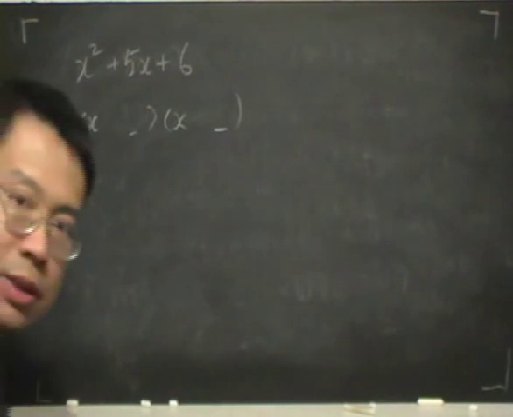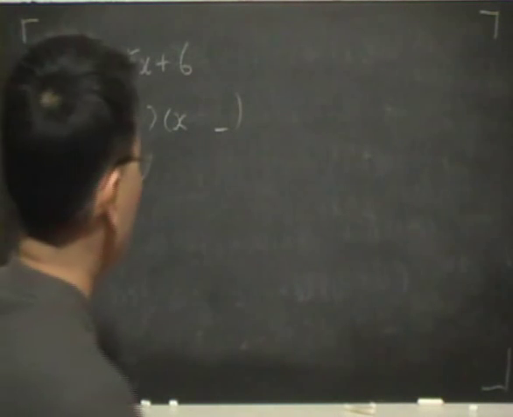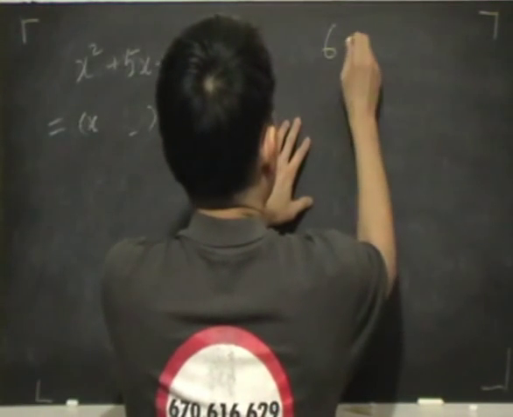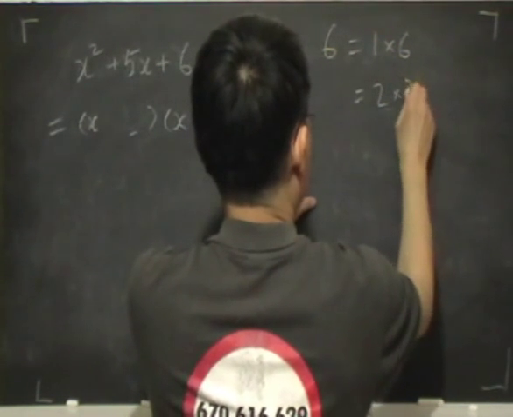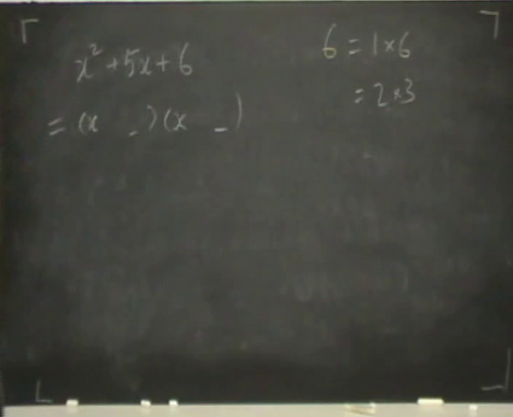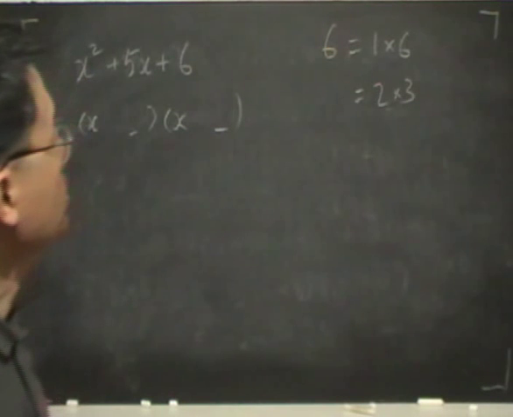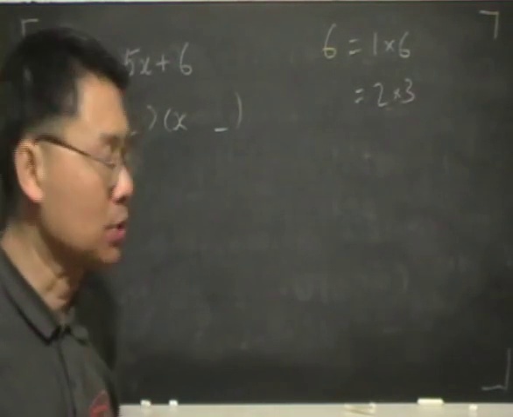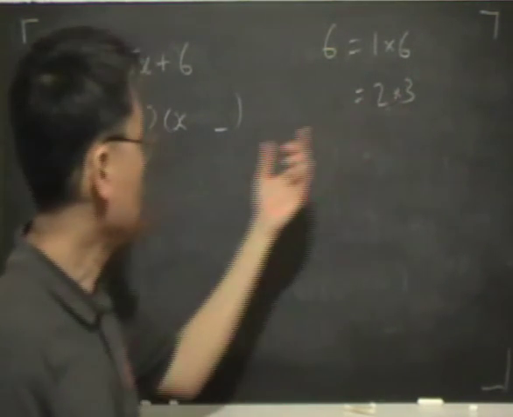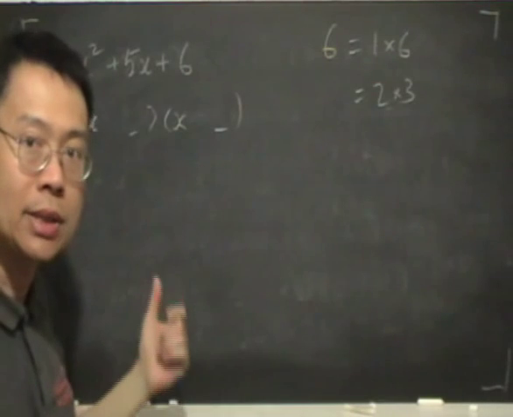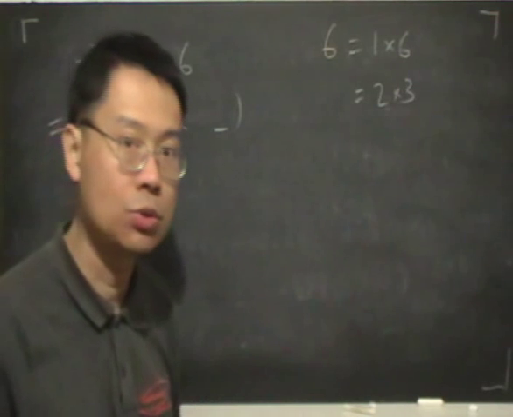So what number times what number gives 6? Let's write down the possible cases. 6 can be 1 times 6. 6 can be 2 times 3. And that is all, no other possible factors for 6. Right. So the numbers in the brackets can either be 1 and 6, or they can be 2 and 3.